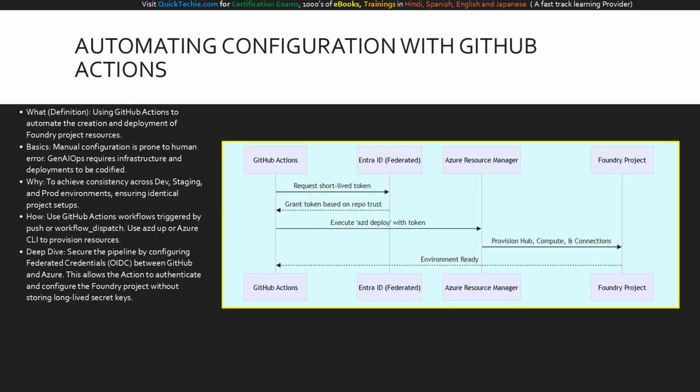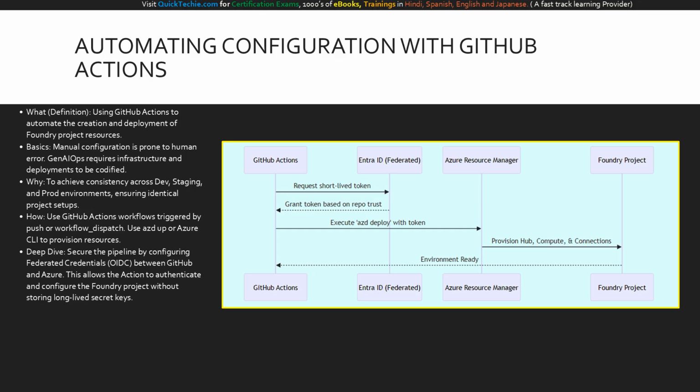Our final step in mastering GenAIOps environments is automation. We must automate the configuration of our Foundry projects using GitHub Actions. What does this mean? It means shifting from clicking around the Azure portal to deploying infrastructure as code. The basics dictate that manual configuration is slow and prone to errors.